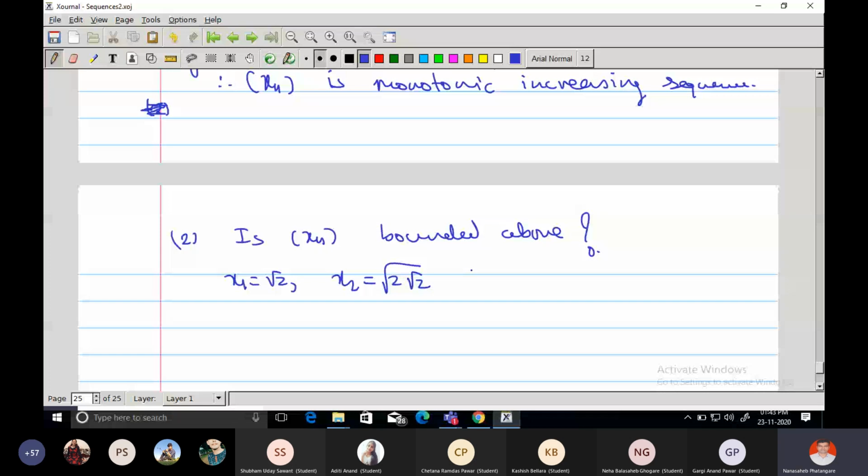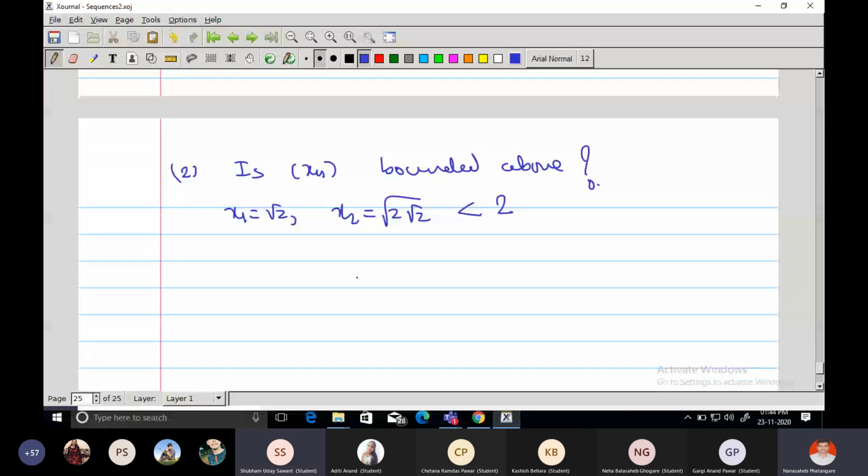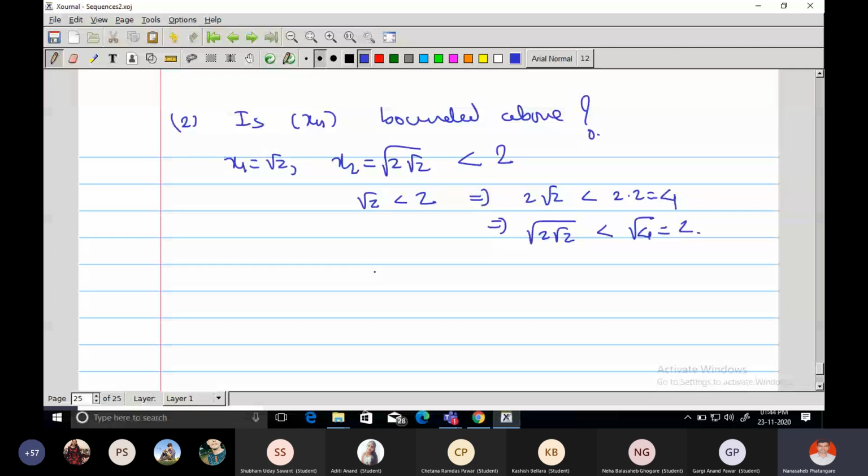x2 is less than 2. Is it true or not true? It's true, right, because root 2 is less than 2. So 2 root 2 is less than 2 times 2, which is 4. And if I take the square root of this, then it is less than the square root of 4, which is 2. So it is clear that the square root of 2 root 2 is less than 2. That is obvious. We just want an upper bound, not necessarily that 2 is the upper bound. So we have to just produce one upper bound so that we can say that it is bounded above.